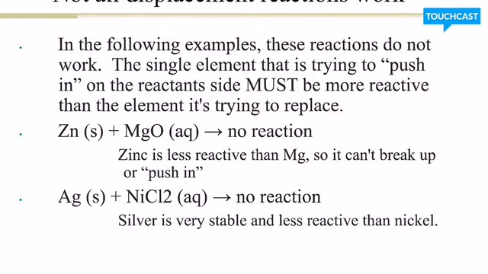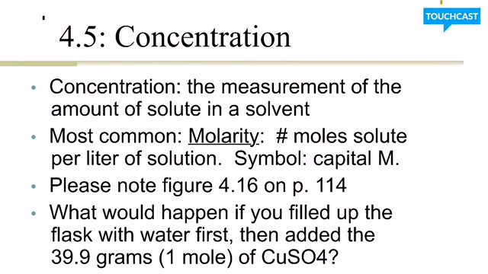In the second example, you would need silver to be more reactive than nickel. And silver happens to be a pretty stable metal. We like to wear it in our jewelry. We don't necessarily wear a whole lot of nickel. All right, so this would also be a no reaction. It would not work. And now finally, we're on our last little bit of information that we need to cover.